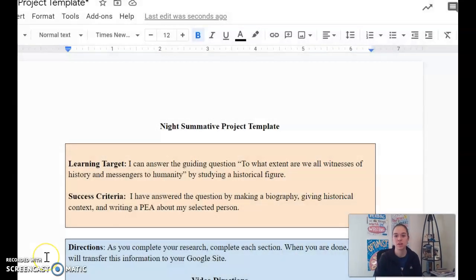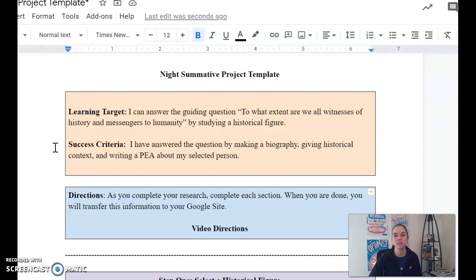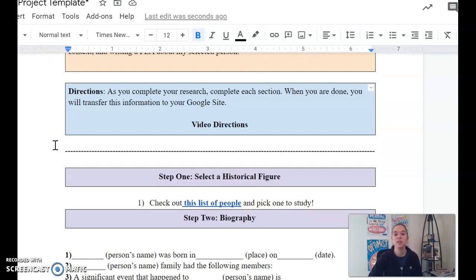So let's take a look at your direction sheet for your summative project for Night and your template here. So our learning target is, I can answer the guiding question, to what extent are we all witnesses of history and messengers to humanity by studying a historical figure? Our success criteria is, I have answered the question by making a biography, giving historical context, and writing a PEA about my selected person.